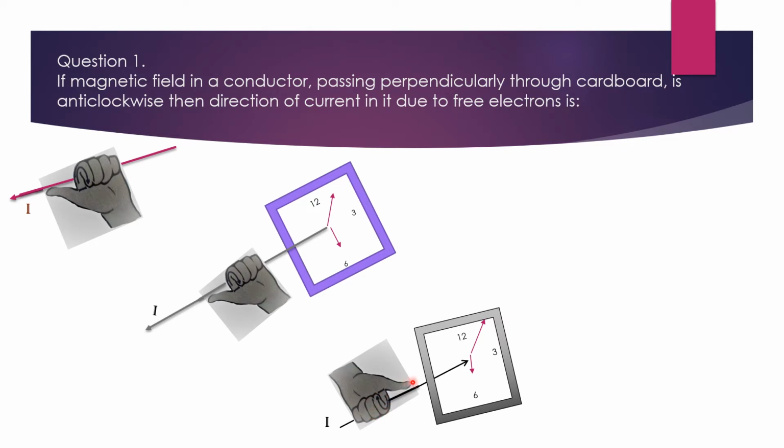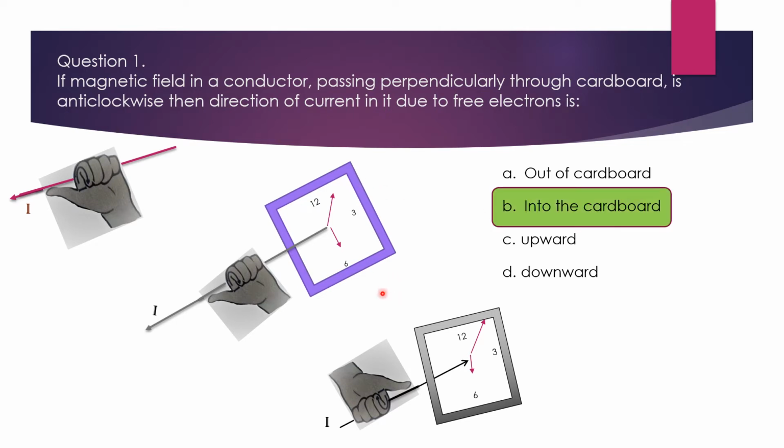The thumb points in the direction of the current. So in this case, it is into the cardboard. The current is into the cardboard. Out of the given choices, my second choice, B, is the correct answer. The direction of current is into the cardboard.